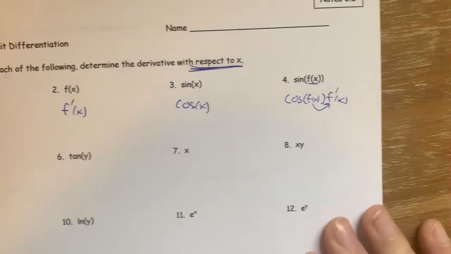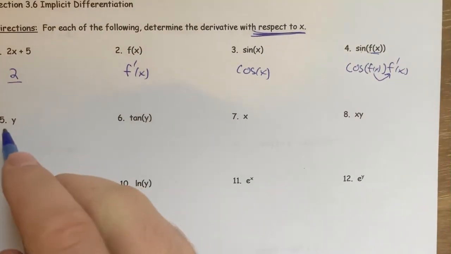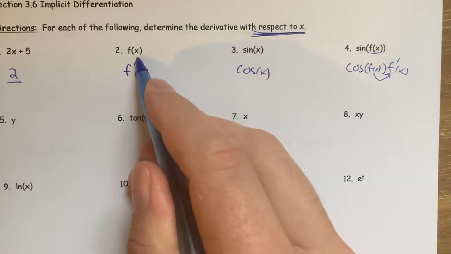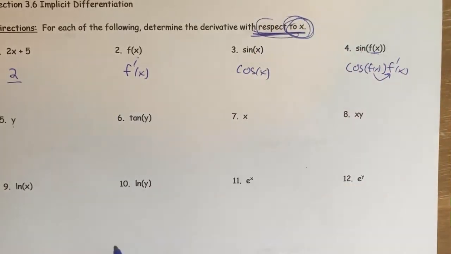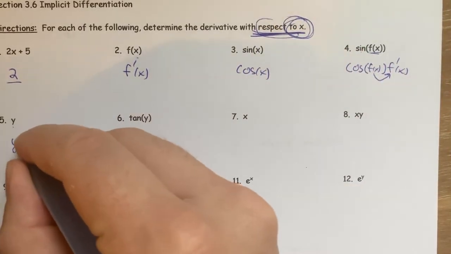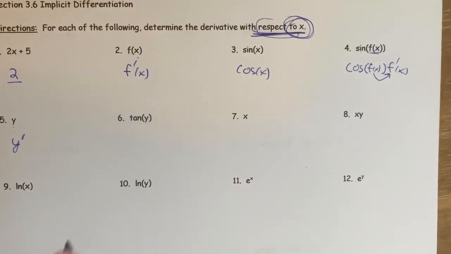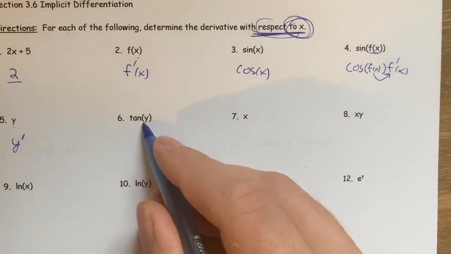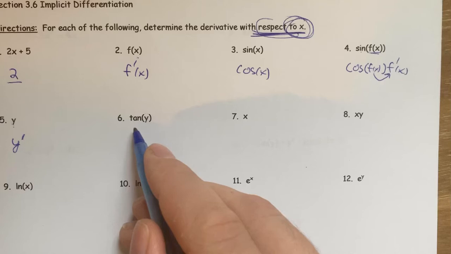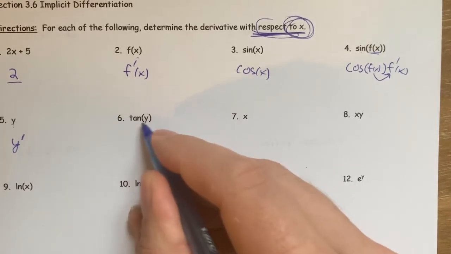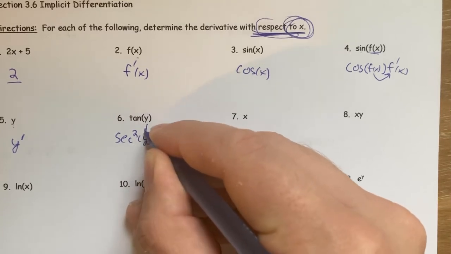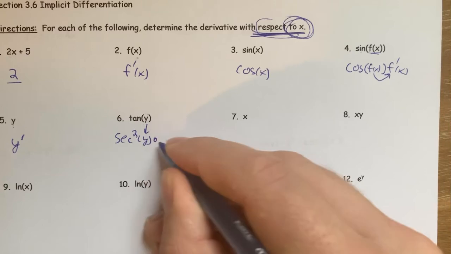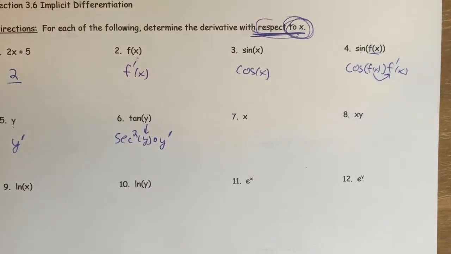How about the derivative of y? Well, that's kind of like doing the derivative of f of x, right? Remember, we're doing the derivative with respect to x. So what's the derivative of y? Well, we usually just say y prime. How about the derivative of tangent of y? Well, because it's not tangent of x, it's tangent of y, and y is not x, y is a function, we need to do the chain rule here. The derivative of tangent is secant squared with the inside function left inside of it, times the derivative of the inside function, which is y prime.